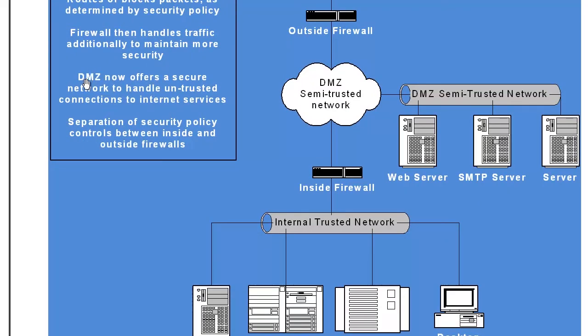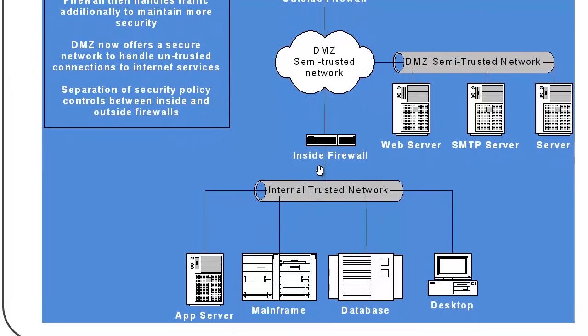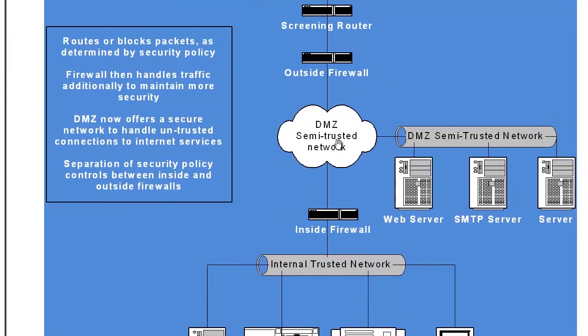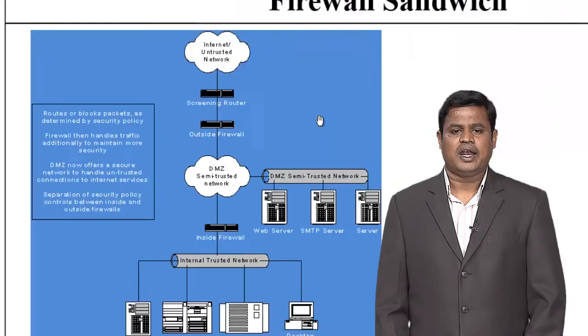Now, we have the demilitarized zone. The DMZ offers a secure network to handle untrusted connections to the internet service, and also the separation of security policy control between inside and outside. So, I can write a separate policy statement for the inside user, the internal user, as well as for the external users. I do not want to mix up the internal and external user by having a single firewall, so that I can provide the internal user a less stringent statement of access, whereas the outsiders I can prevent. So, this kind of activity separates the policy between the internal and external attacker.